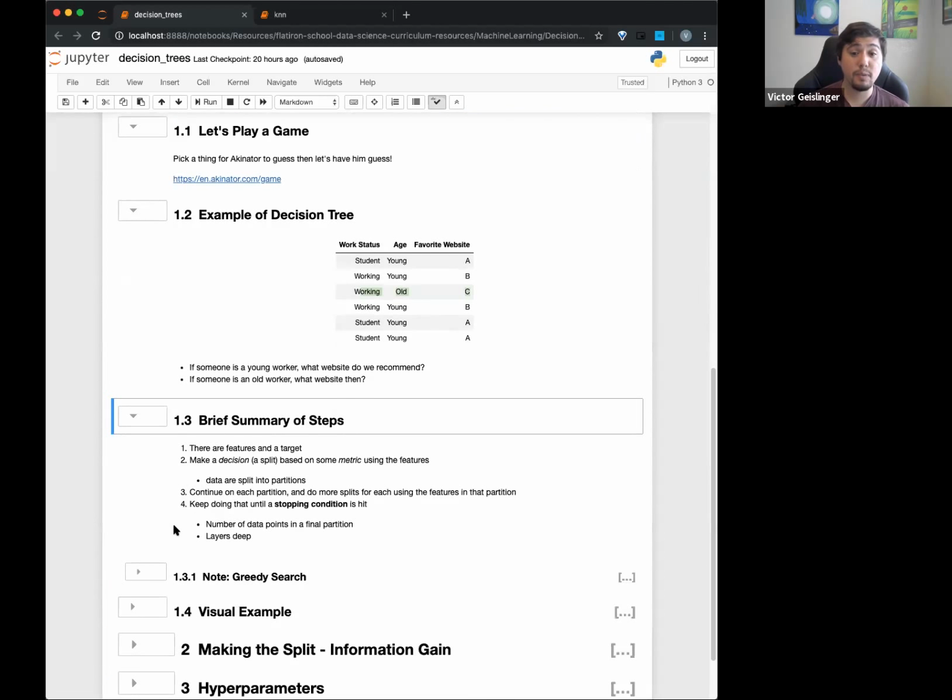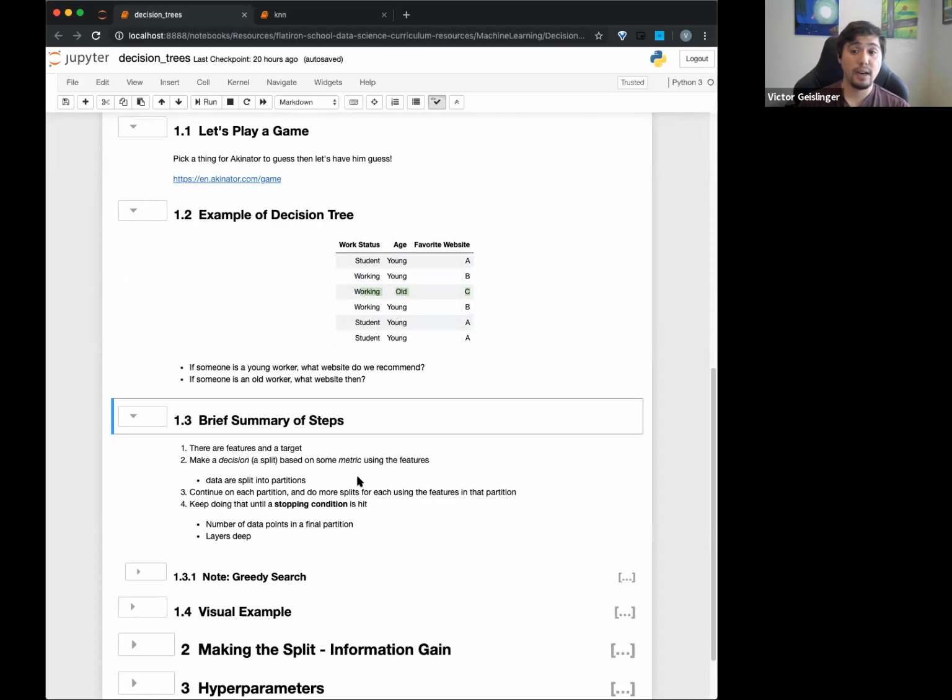To give a brief summary of the steps: you always have features and a target. You're saying, what are you trying to predict? What are you trying to decide on? In this case, their favorite website is the target itself. Your features in this case would be work status and age. And then you make a split based on some metric. Basically you say, okay, do I go this direction or this direction? We'll see this a little when we do a visual example.